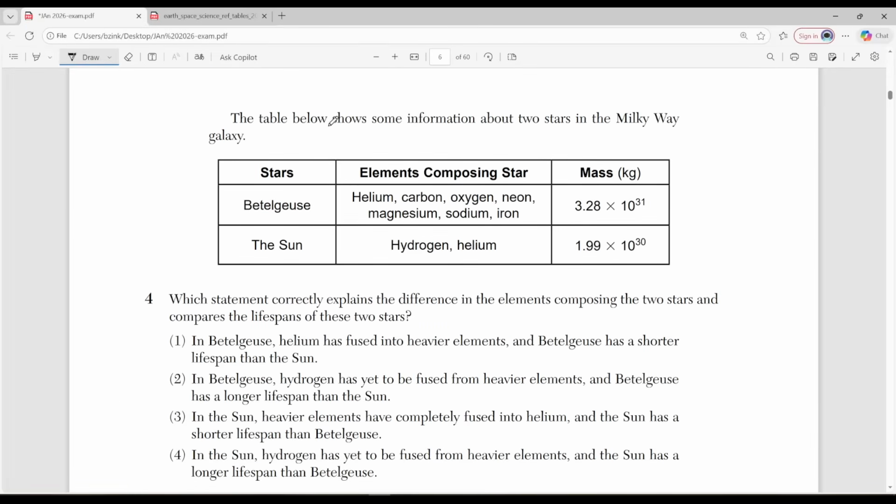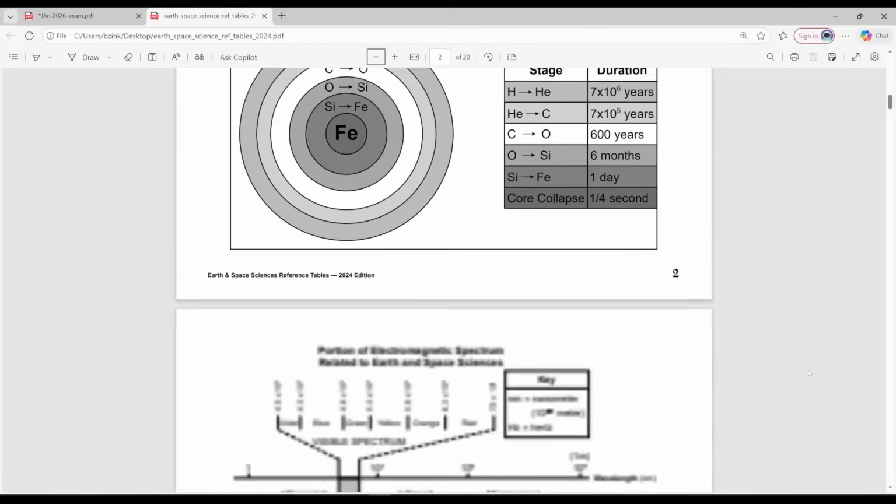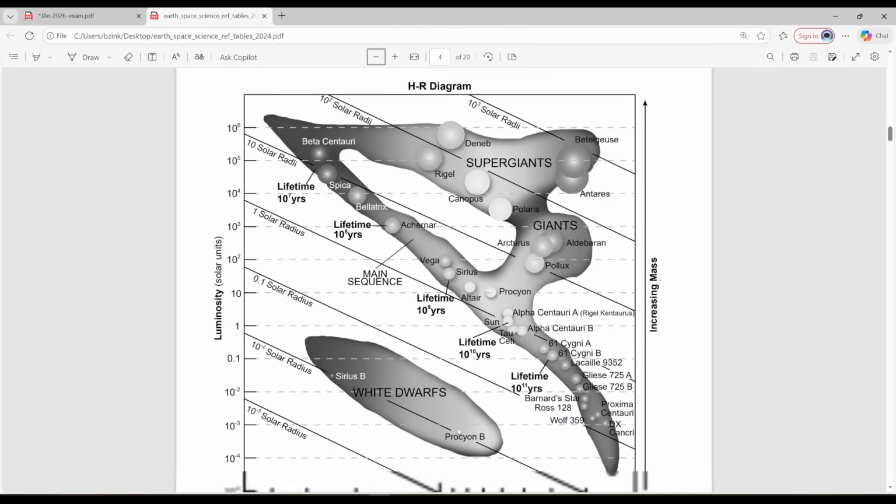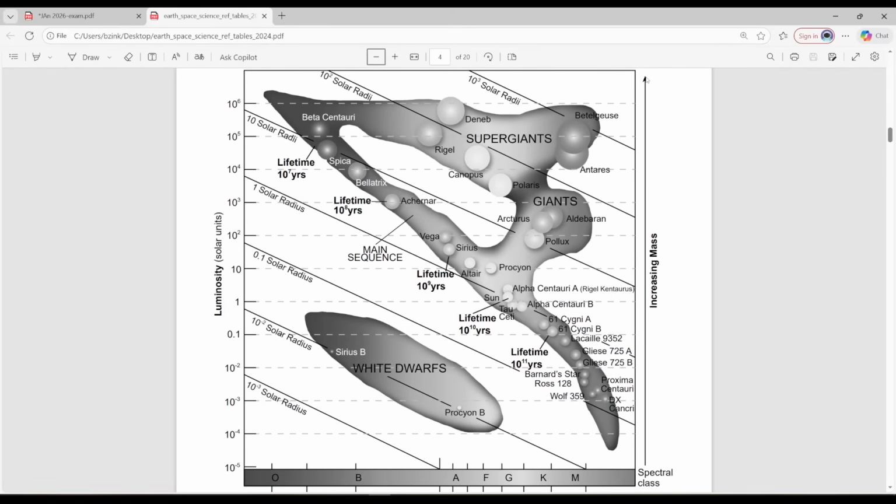All right. The table below shows some information about two stars in the Milky Way galaxy. So we got two stars. Okay, Betelgeuse here and the sun. So they're comparing Betelgeuse and the sun. Now the first thing I'm thinking of is the reference table. So if we go to our chart here, Betelgeuse and the sun, we're here.